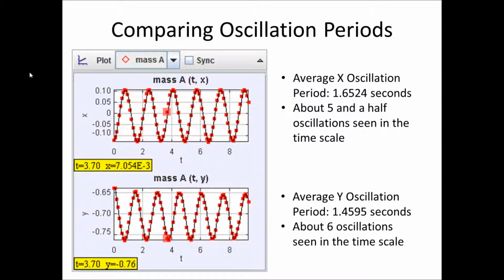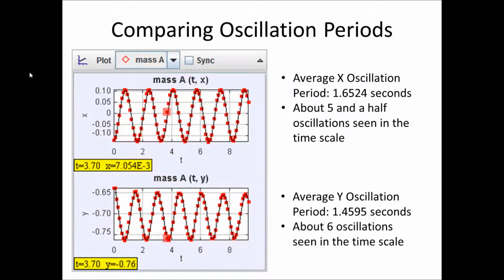Using Tracker, I estimated the length of the oscillation periods for the x and y positions. The x oscillation period was estimated to be 1.65 seconds, and the y oscillation period was estimated to be 1.45 seconds. Looking at the graphs, we can see the oscillations do not line up exactly, with the x position going through about 5.5 oscillations, while the y position goes through about 6 oscillations.